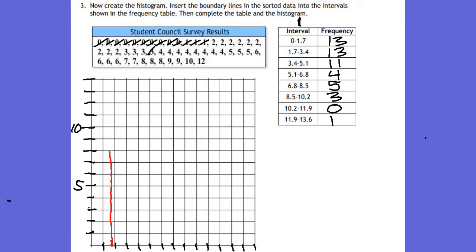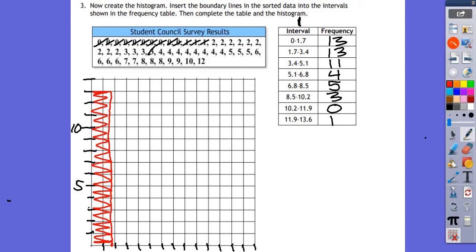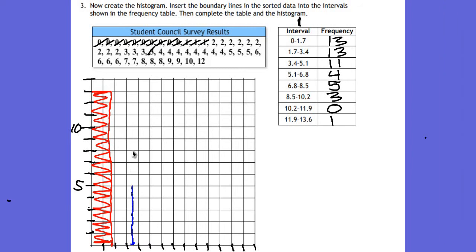Does it go up to 13? This is my first bar of that bar graph. Why did I not put it on that one line? Because it's said from 0 to 1.7. Then I have 1.7 to 3.4 there, and it goes up to 13 as well.